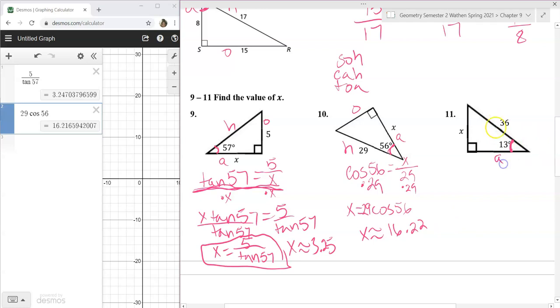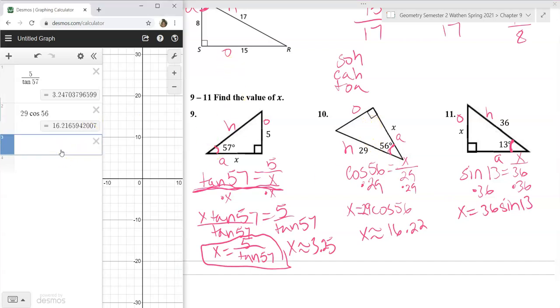All right, for number 11, we're given this 13-degree angle, so that's the angle we're going to use. Here's our adjacent, here's our opposite, here's our hypotenuse. We are looking for the opposite, that's where x is, and we're given the hypotenuse. So we're working with opposite and hypotenuse, which of course means we're working with sine. So the sine of 13 is equal to x over 36. We're going to go ahead and multiply by 36 on both sides and find that x is equal to 36 times the sine of 13, which again we can put into decimals to find our decimal approximation.